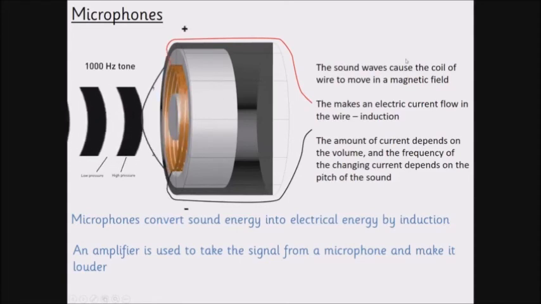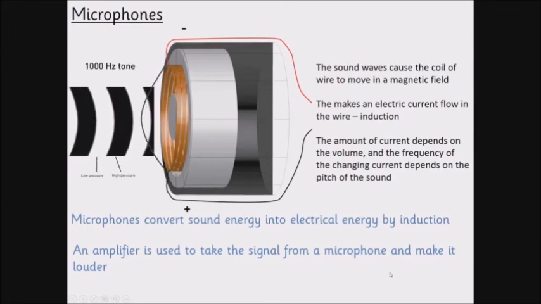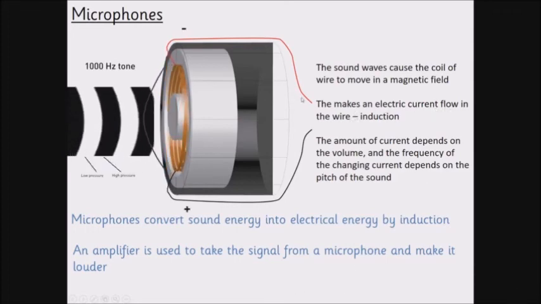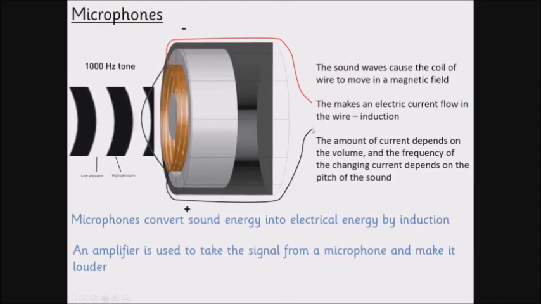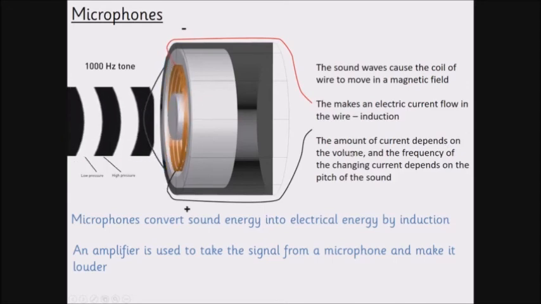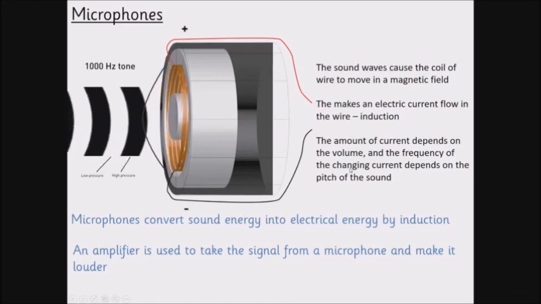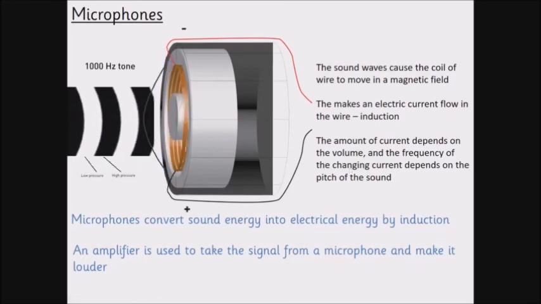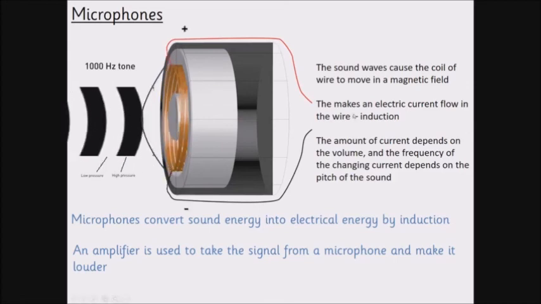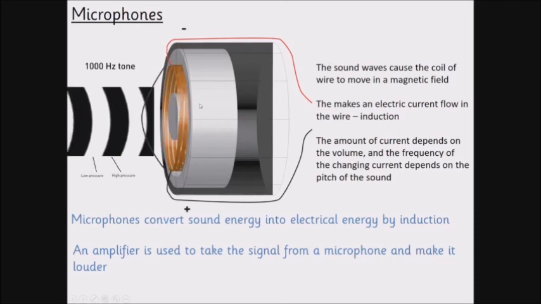You can just see this big circular thing here as a magnet. Okay, so the sound waves cause the coil of wire to move or vibrate in a magnetic field, and just like we've seen, this makes an electric current flow in the wire. So in this wire you get electricity being produced, and the amount of current produced depends on the volume, that's how loud you shout, and the frequency of the changing current. Okay, so the amount of current depends on the volume, and the frequency of the current depends on the pitch of the sound. So how high or low your voice is will change the frequency of the vibration.